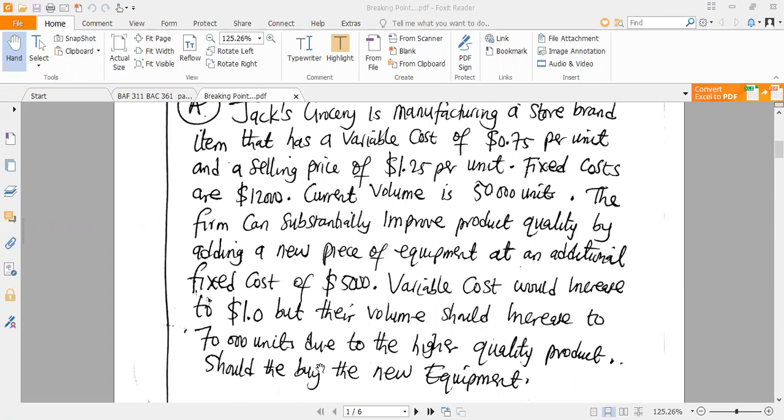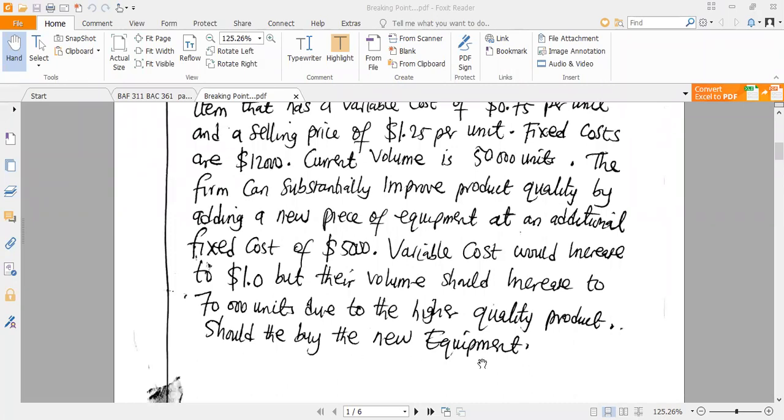Okay, so you are looking at this information. If you go for this new equipment, it will push the fixed cost up by 5,000, meaning the old 12,000 plus the 5,000 will be 17,000, and then the variable cost will increase to $1, and the volume will be 70,000 due to the higher quality product. Now the question is, should they buy the new equipment?